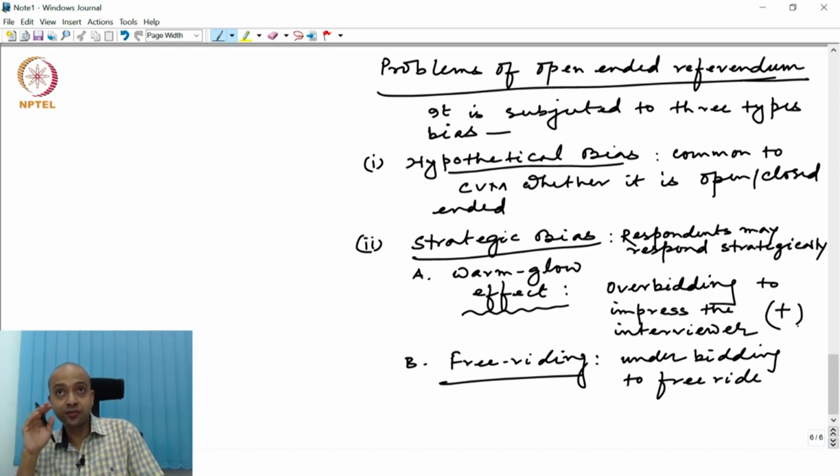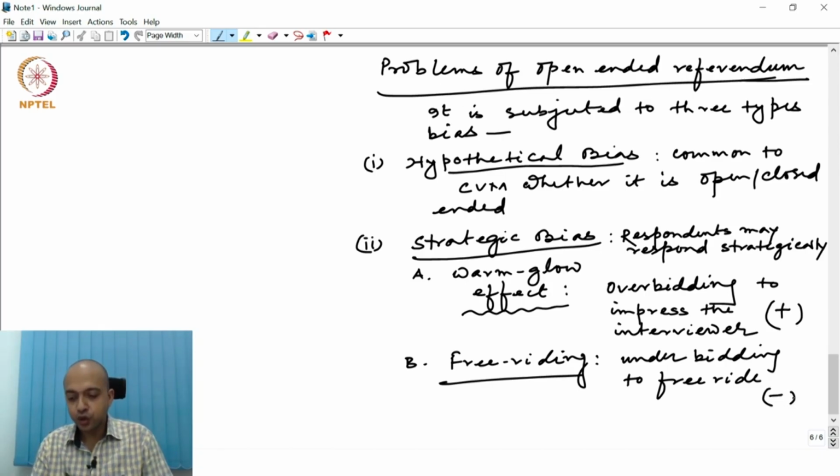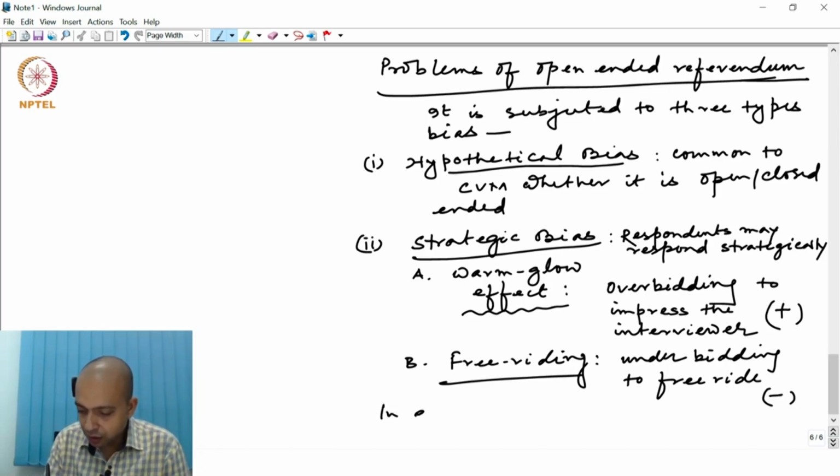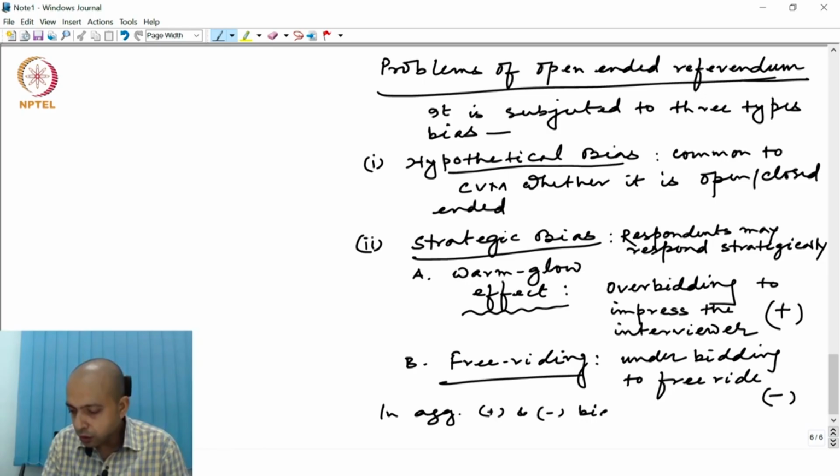Some households feel that if they say yes, then they have to actually pay that amount. Government or local authorities may impose some amount of tax or something on them. So then they feel to underbid just to free ride. That leads to some kind of negative bias. So in aggregate, this positive and negative bias may cancel each other.